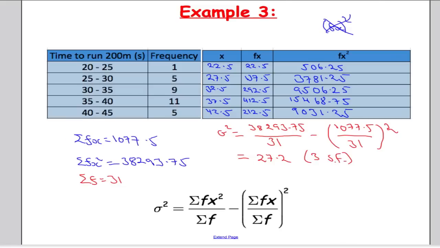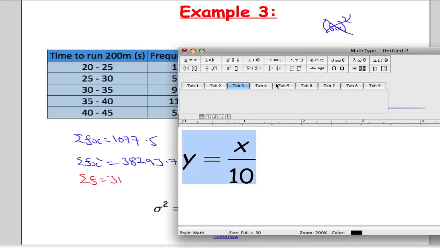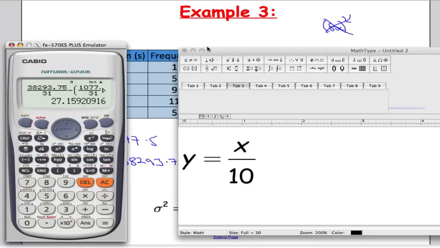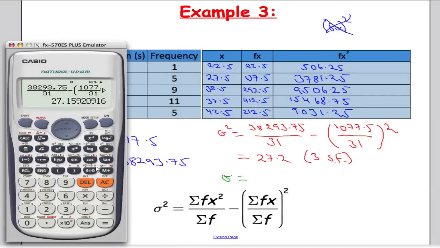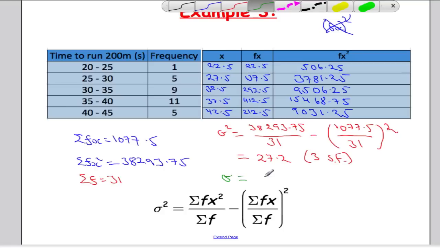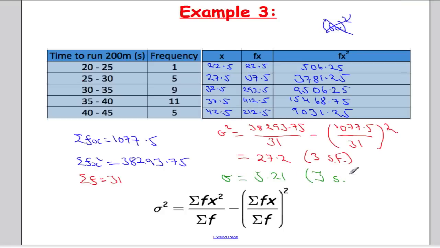And let's work out finally the standard deviation. So the standard deviation is simply obtained by taking the square root of the variance. So the square root of my answer will give me 5.21 to 3 significant figures.